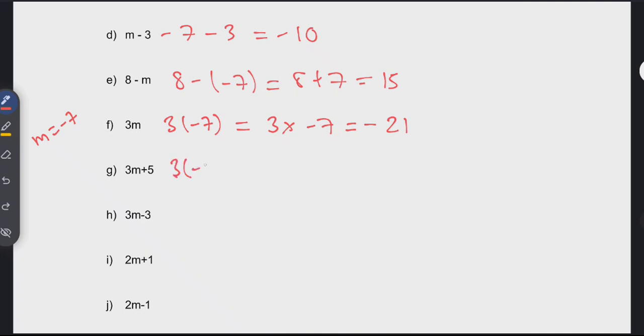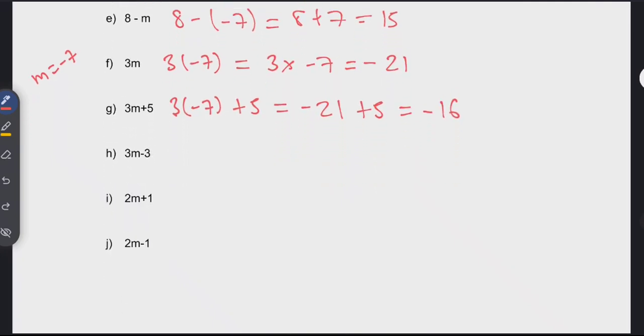What about 3m plus 5? So 3 times minus 7 plus 5. The first thing we'll think about is the multiplication. So what's 3 times minus 7? Well, we just did that. Minus 21, and then we can add the 5. So minus 21 plus 5, it gets less negative, so minus 16.